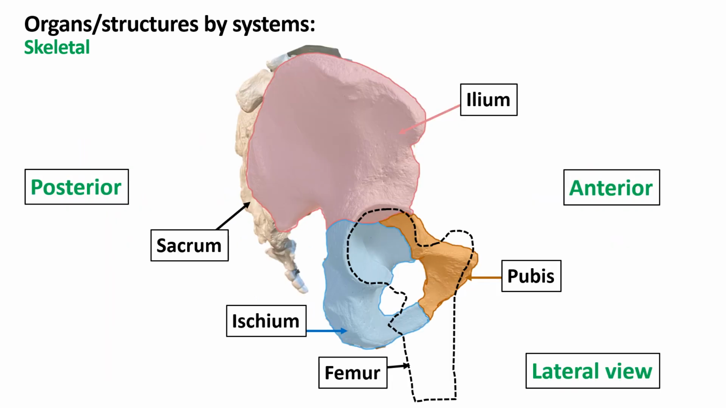Okay, so now here we have a lateral view of the coxal bone, and I colored this portion of the bone so you can see which color represents each part of the bone. So in pink we have the ilium, we have the pubis, and we have the ischium. Now this is the anterior part, so this is the front, this is the posterior part.